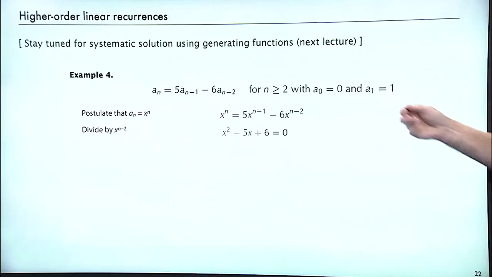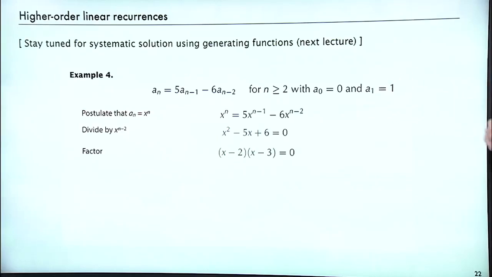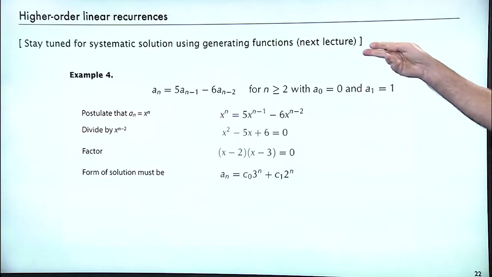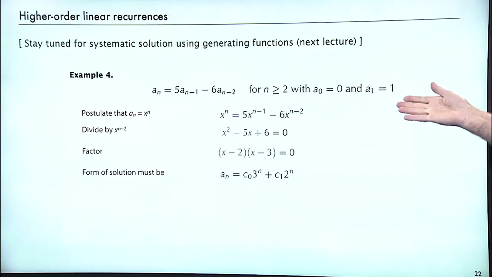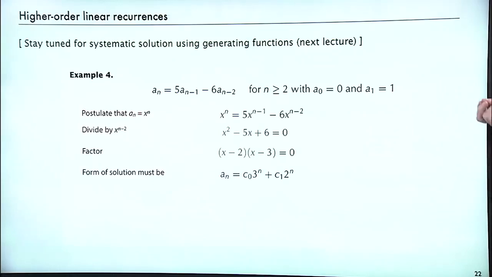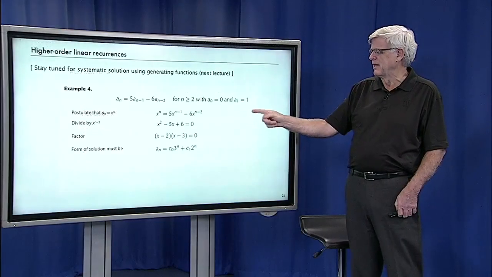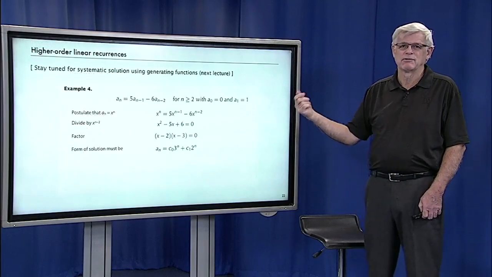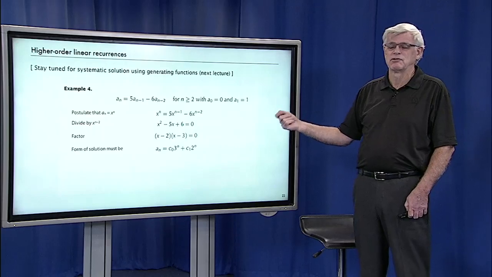So now we've just got a quadratic equation, and we've known since middle school how to solve quadratic equations. So that factors to x minus 2 times x minus 3, and it means that both 2 to the n and 3 to the n are solutions to this, and actually it's not too much of a step to see that the final solution must be of the form a sub n equals some constant times 3 to the n plus some other constant times 2 to the n.